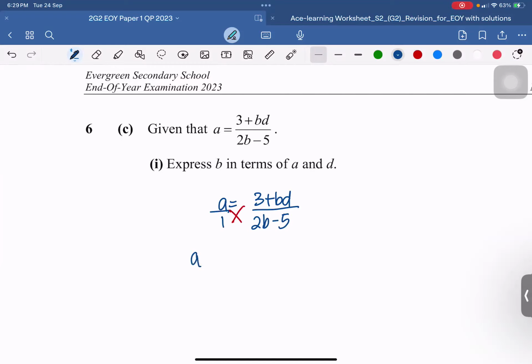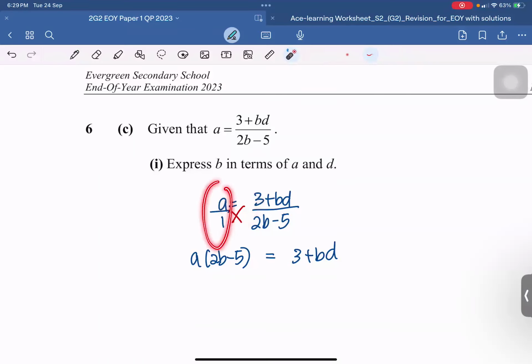So a times (2b minus 5) equals the numerator in the center. Yesterday, Gerard asked me, when do you cross multiply? When do you make the denominator the same? When there is an equal sign with fractions, then I cross multiply. Divide and multiply is another type, the one where you need to factorize, then can cancel. So in this case, this one is 2ab minus 5a.